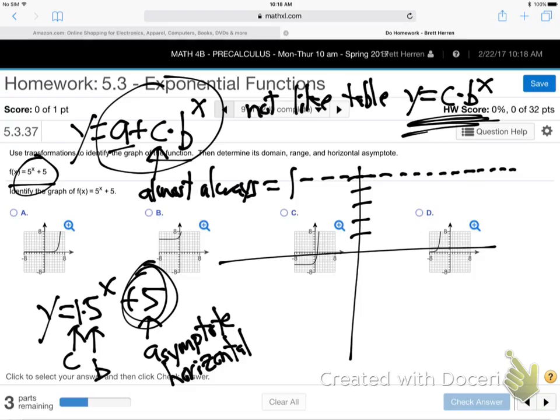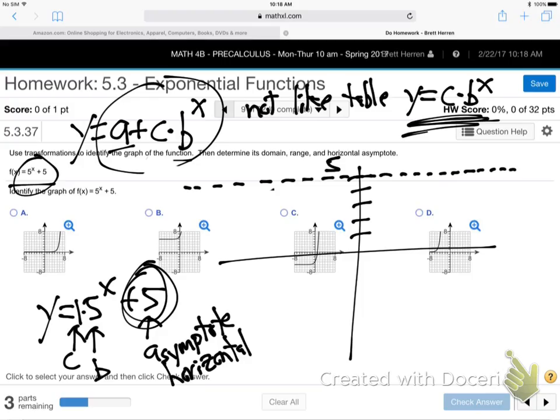There it is. I'm going to erase this stuff. So there's the horizontal asymptote. It's up at 5. Good to there? So always do that first. Notice this is different than those other 6. Start with the asymptote. That'll really help you.